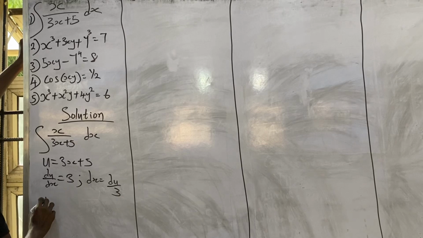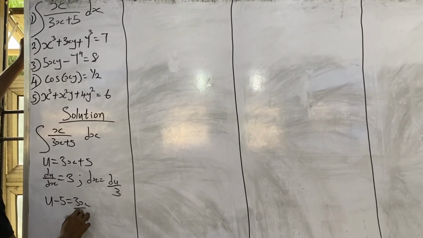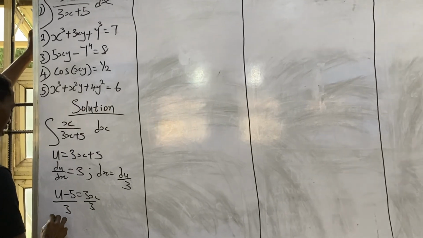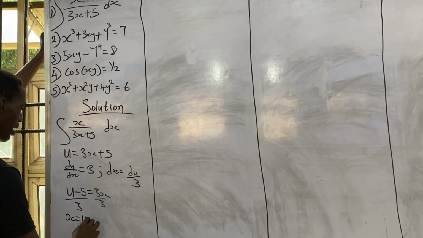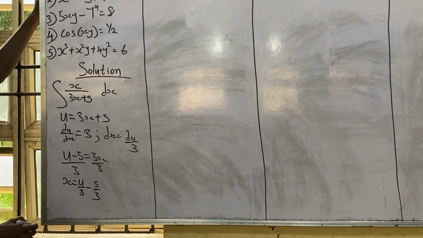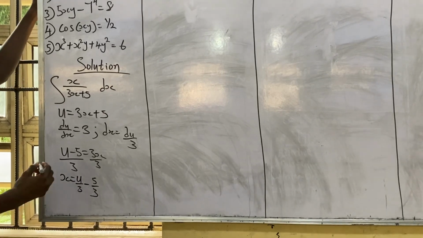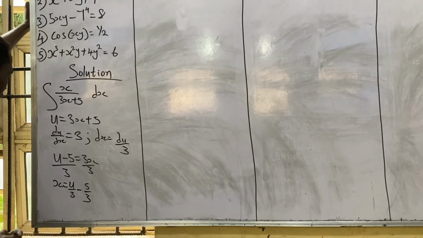So this becomes u minus 5 is equal to 3x. Then you divide both sides by 3. Then you can say our x is equal to, now we can rewrite this as what? u over 3 minus 5 over 3. So just to single things out so that it will be easier for you to break down. So this is what we'll do next.